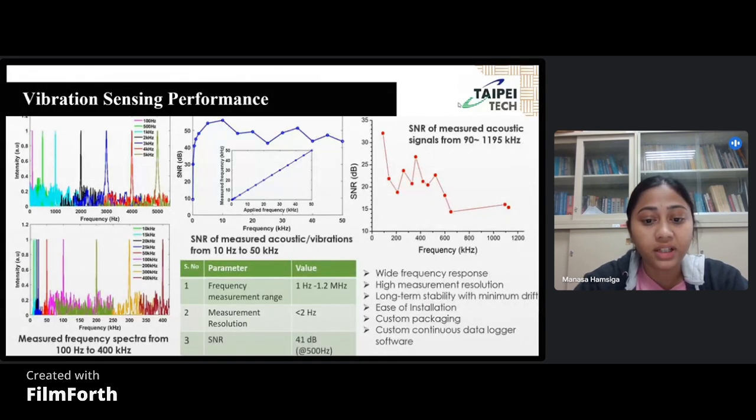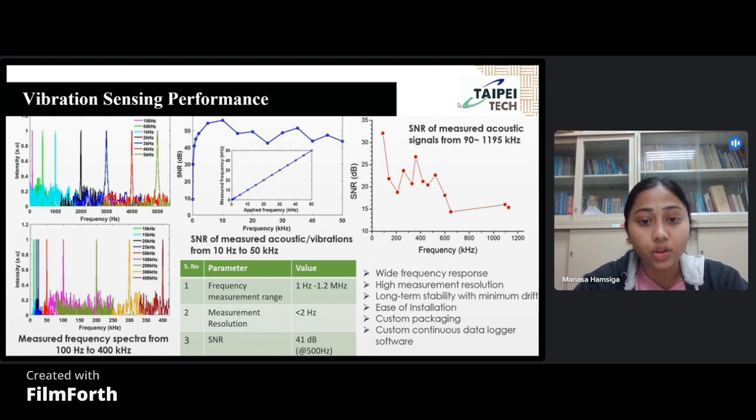If you look at the top left figure, this is the measured FFTs up to 5 kilohertz, and here is up to 400 kilohertz. You can see the normalized intensity over a wide range of frequencies. So, they have plotted frequency versus the measured signal to noise ratio. This is around 100 hertz or so.